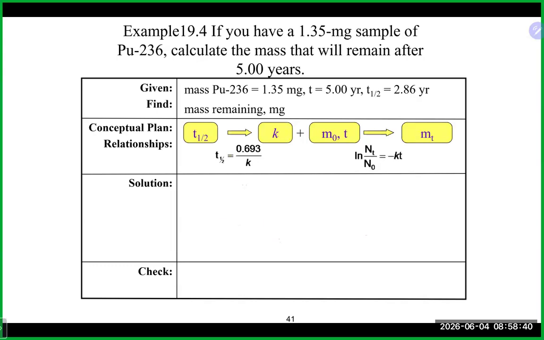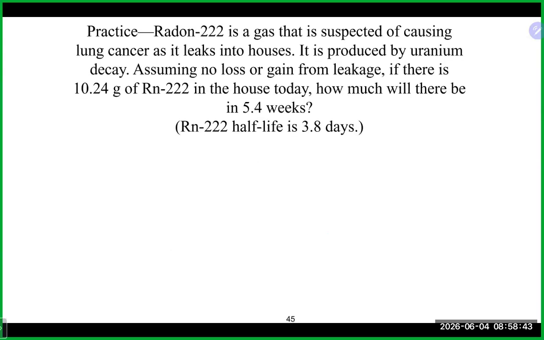All right. Then let's take a look at another one here. Radon 222 is a gas suspected of causing cancer. Assuming no loss or gain from leakage, if there is 10.24 grams in the house today, how much will be there in 5.4 weeks? The half life is 3.8 days. Okay, so taking a look at this again, we're going to roll with our first order kinetics here.